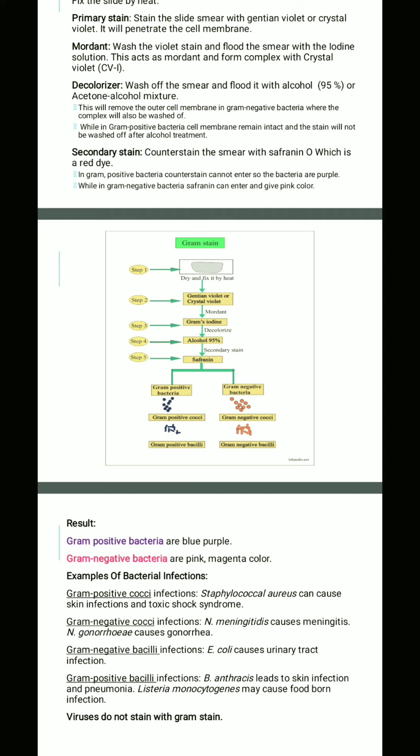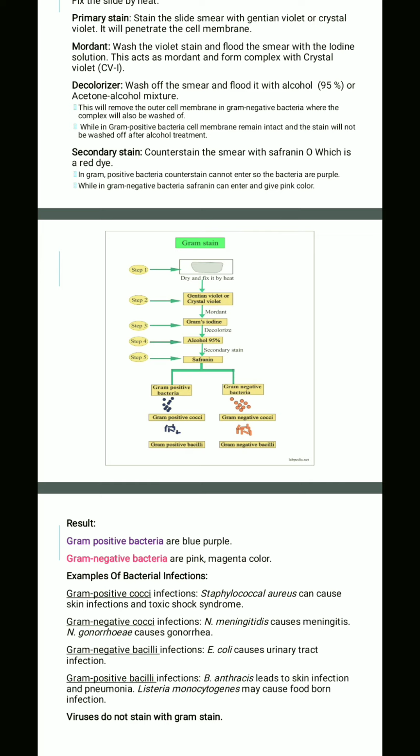The next case, if we want to look at the bacilli, that is gram positive bacilli, which is Bacillus anthracis, which leads to skin infection and pneumonia. Likewise, Listeria monocytogenes may cause foodborne infections. Likewise, gram negative bacilli will also work. That is the best example, which is most commonly used and studied, E. coli. It can cause urinary tract infection.